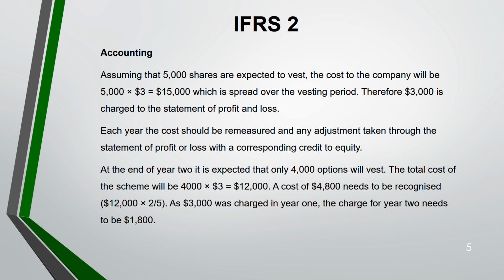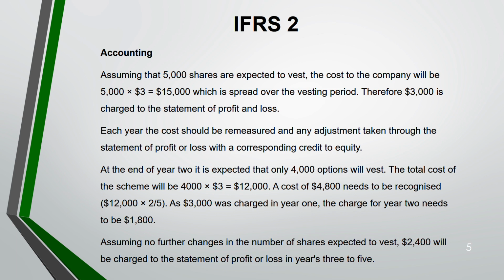So a cost of 4,800 will be recognized in year 2. Since you have recognized 3,000 in year 1, now your cost increased to 4,800. Only the difference you will recognize in year 2. That means from 3,000 it has increased to 4,800. The difference is 1,800. So in year 2 you will only record 1,800, the difference, not the total 4,800. Now, assuming there are no further changes in the number of shares that are expected to vest, 2,400 will be charged to your statement of profit and loss in years 3 to 5.